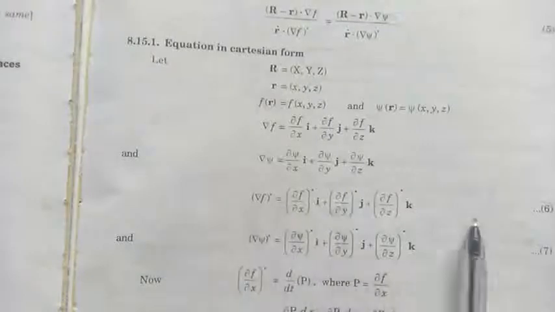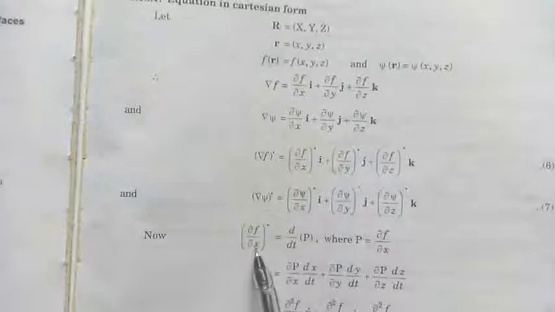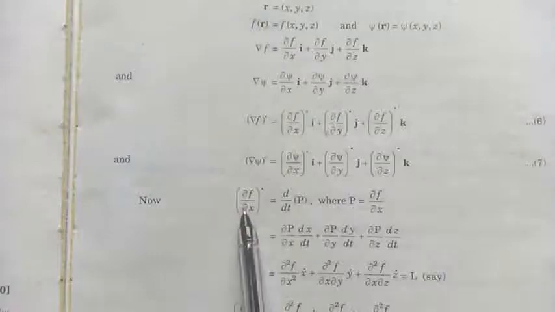In order to find their derivatives, firstly we will find the derivative of ∂f/∂x with respect to t. Dot represents derivative with respect to t. Because this is a function of x, y and z, by using the chain rule of differentiation, firstly we differentiate it with respect to x and then dx by dt, plus derivative with respect to y into dy by dt, plus derivative with respect to z into dz by dt.